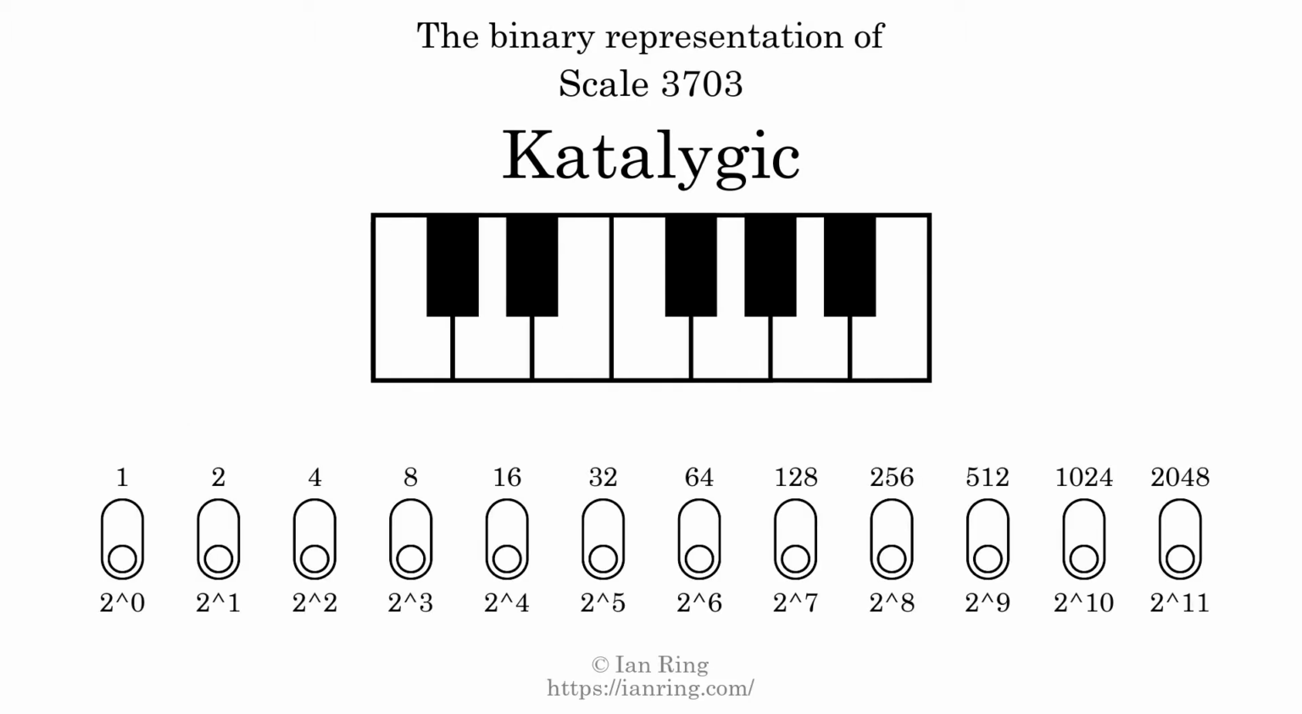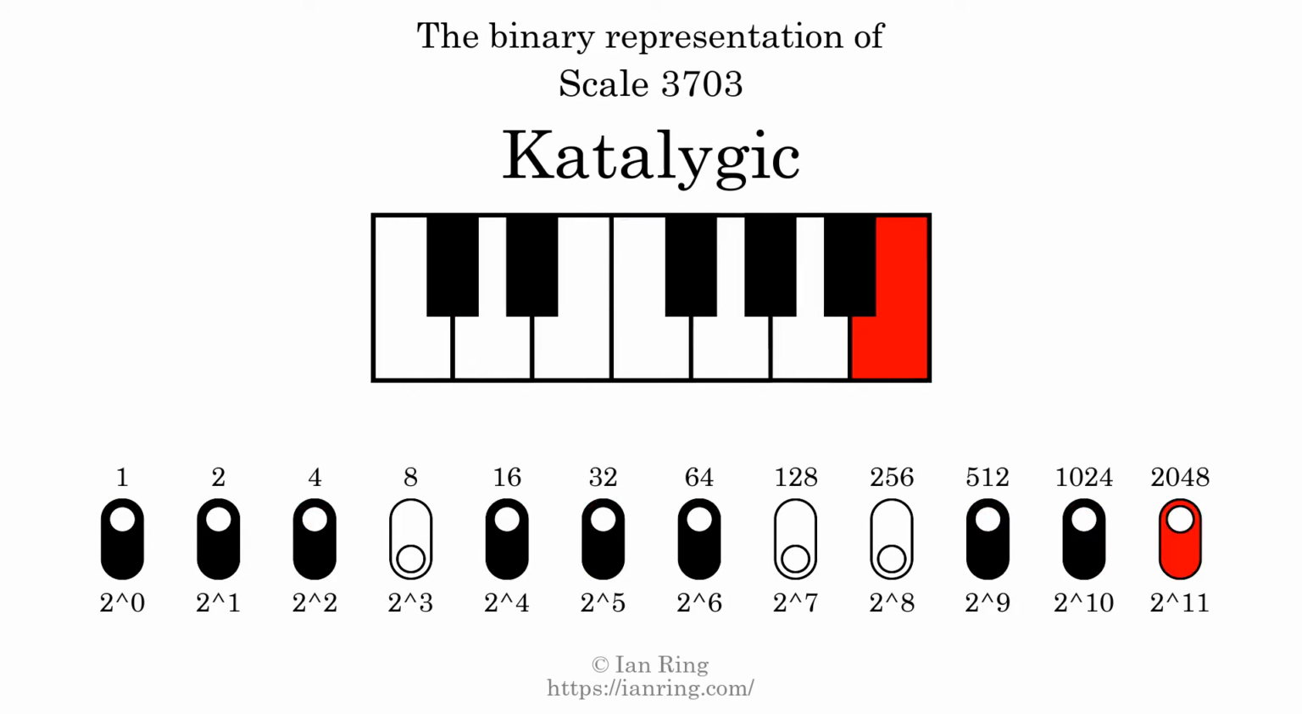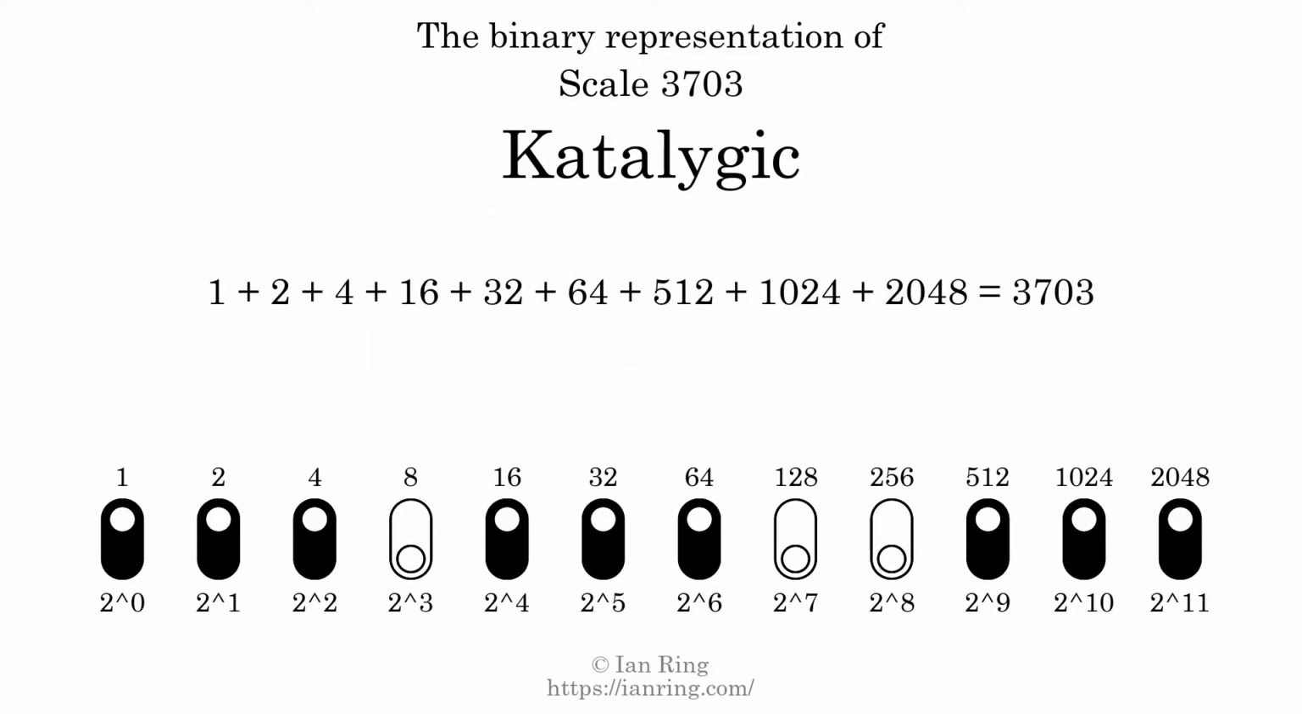The binary representation of this scale is determined by mapping tones of the scale to binary digits. Each binary digit represents a power of 2. To get the scale number, we add the powers of 2 together. The powers of 2 that are present in the scale, all added together, equals 3703. That is why the scale number, in decimal, is 3703.